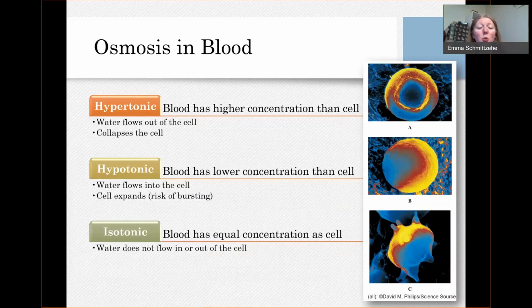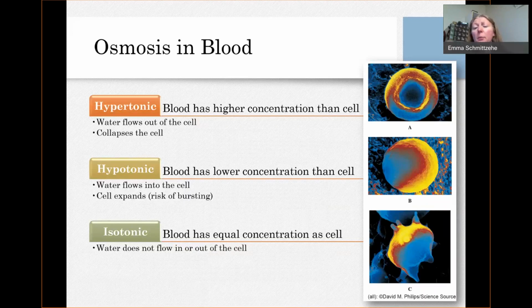And that has to do with whether the concentration of that solution is higher than inside the cell, so the blood's concentration versus the concentration in the cell. If it's higher, it's hypertonic. If it's lower, it's hypotonic. If it is equal, it's isotonic.